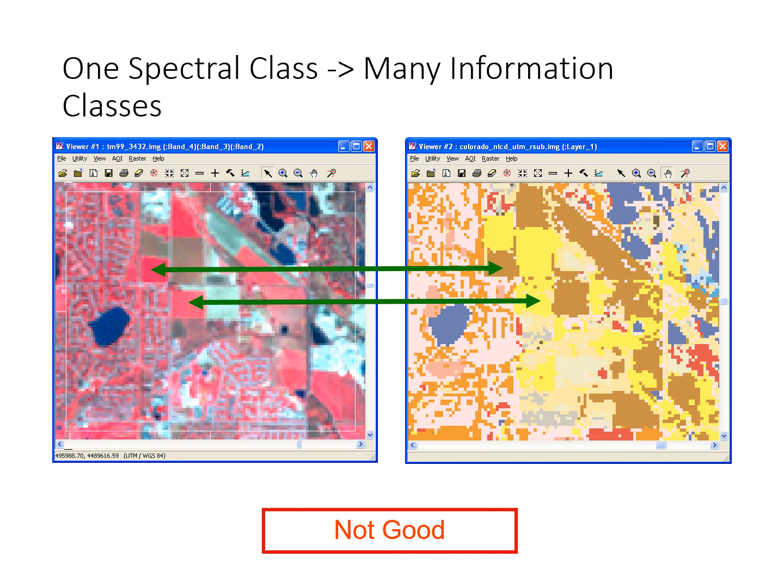The more difficult situation is where you have one spectral class and many information classes. So for instance, over here on the left, this is a little subset of Fort Collins. We've got these two bright red areas, you can probably guess this is a color infrared image. This is a bright red area, in 2 different patches.